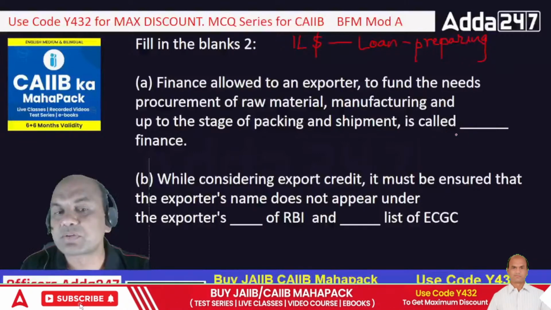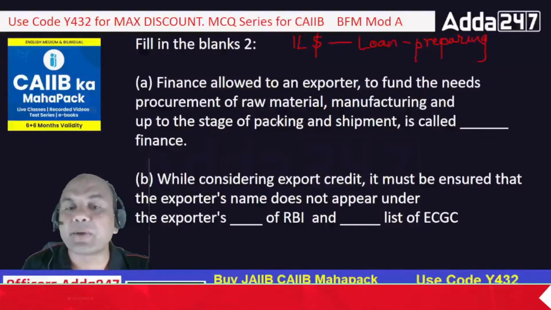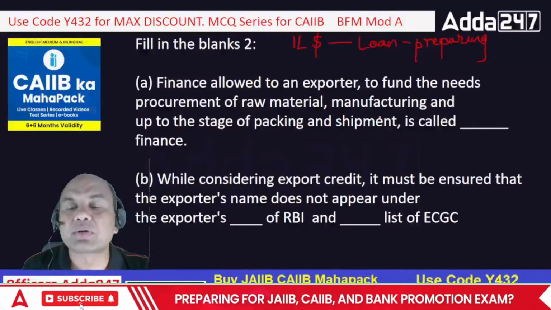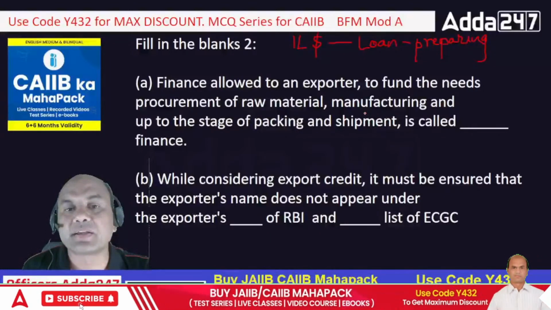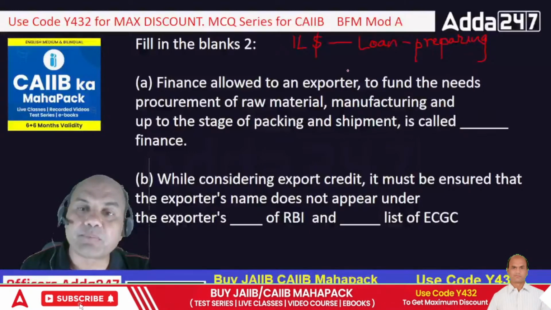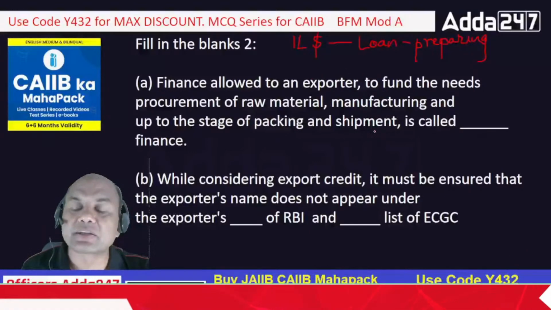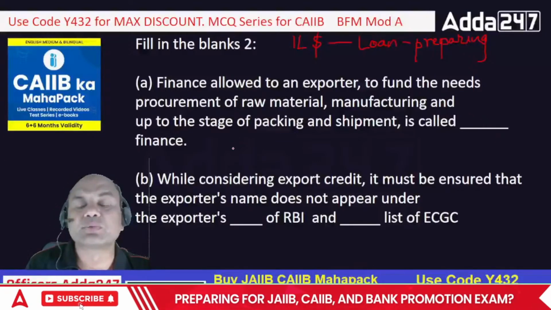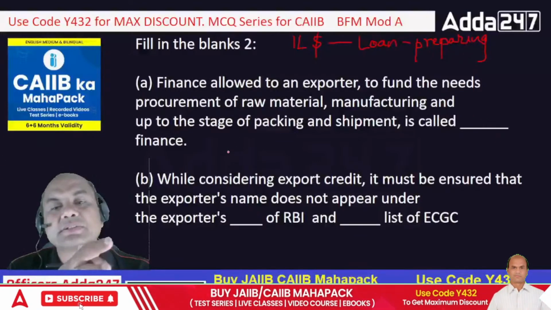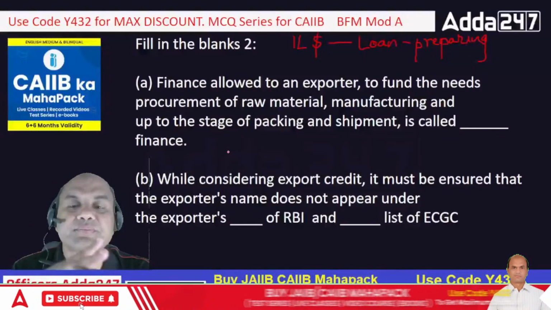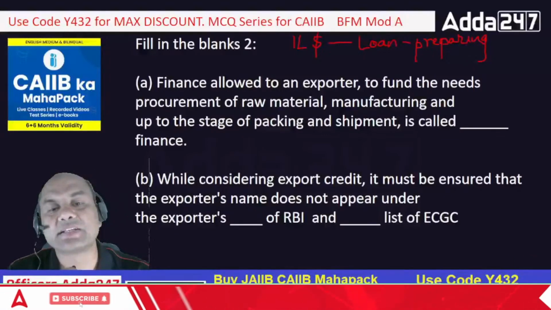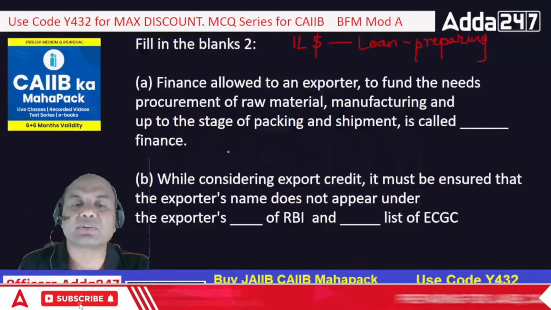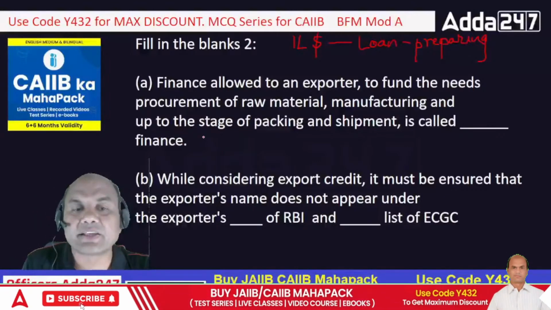So preparing the goods is known as what type of loan? This is the real question over here. Up to the stage of packing and shipment, means up to the time I get the onboard certificate on the bill of lading. From manufacturing up to shipment, that is called what? Dash finance. Who can answer? Let me see how many of you are answering. Yes, there are two names to this. One is pre-shipment finance.